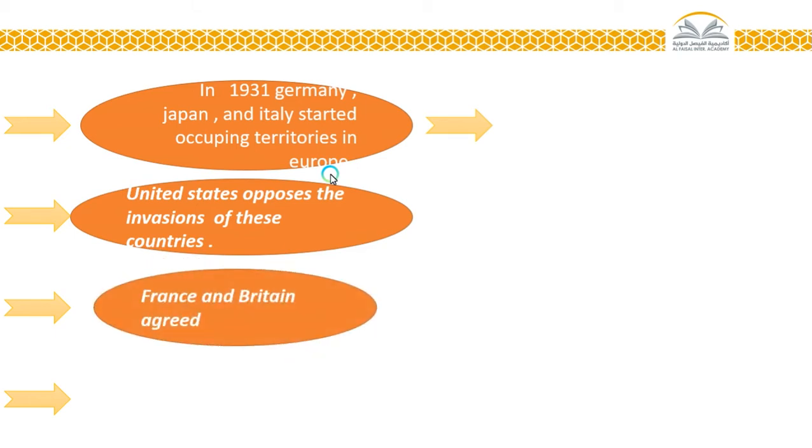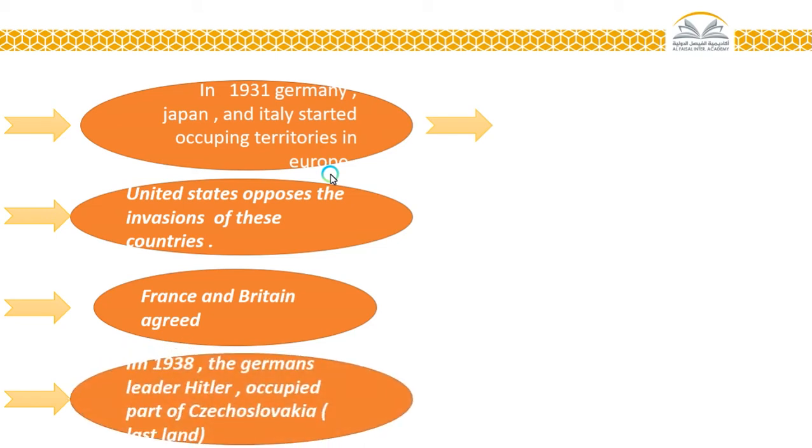France and Britain agreed, and after that, in 1938, the German leader called Adolf Hitler occupied part of Czechoslovakia. He said at that time that this would be the last land and he could not go any further, only this part, because it is unfair. After the First World War, his land was so small, so that's why he said it was unfair.